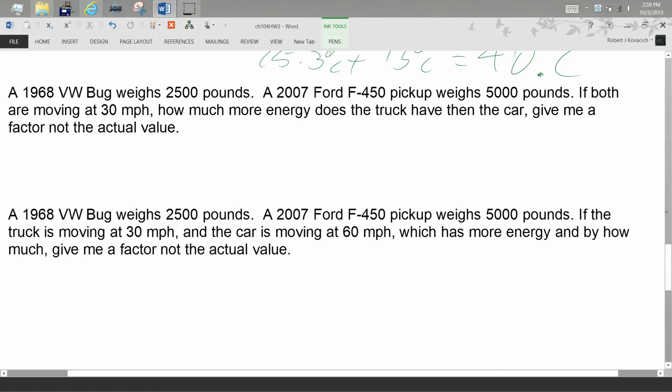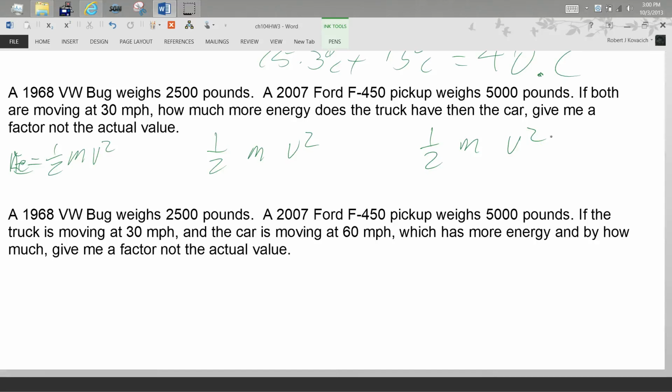Okay, so this question, I'm trying to get you to think about the differences in terms of how much bigger one object is than another object. So you didn't actually need to do any math associated with this. What we're trying to do is compare the bug and the truck to each other. If I'm talking about kinetic energy, the kinetic energy is 1/2 mass and velocity squared. So I've got a 1/2 mass and velocity squared for the bug, and a 1/2 mass and the velocity squared for the truck. I'm going to compare these two equations to each other.